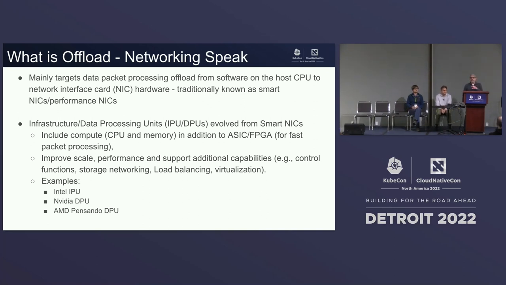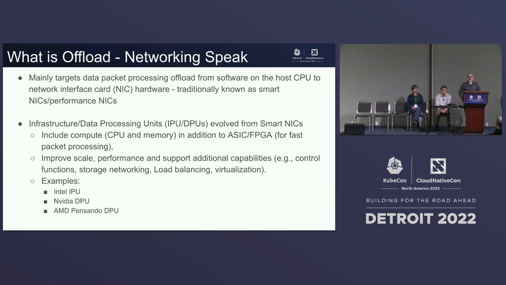These NICs usually have been called smart NICs or performant NICs. With the infrastructure processing units, or data processing units, IPUs and DPUs, those are considered an evolution from the smart NICs and the performance NICs to include a compute complex, composed of CPU and memory, in addition to an ASIC or FPGA, usually for fast packet processing, depending on the implementation.